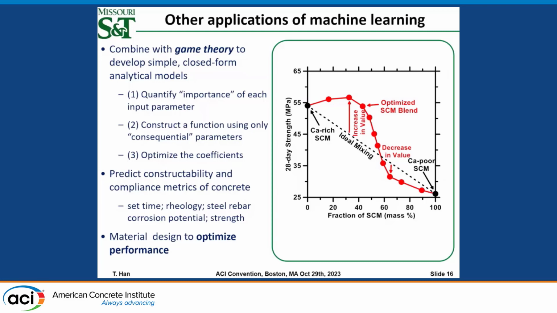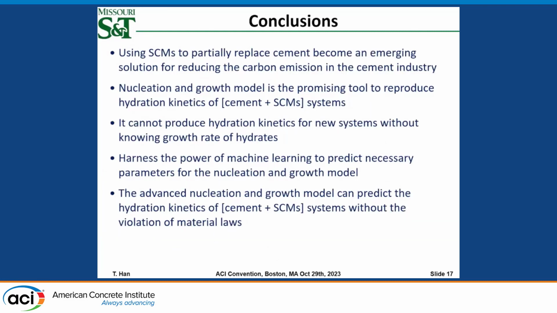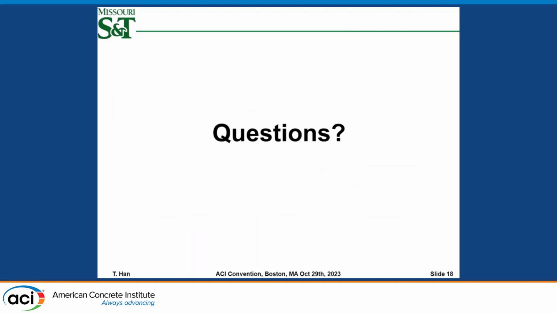So, conclusion in the end: using SCM to partially replace cement is an emerging solution for reducing carbon emissions in the cement industry, and we can use the nucleation and growth rate model to reproduce the hydration kinetics of our sustainable blended systems. Also, especially combined with machine learning models, we can predict the hydration kinetics for new systems. Yeah, that's all I got today. Thanks, guys.